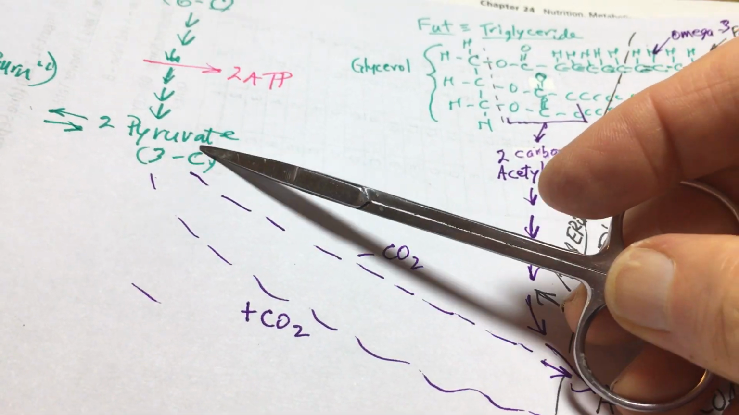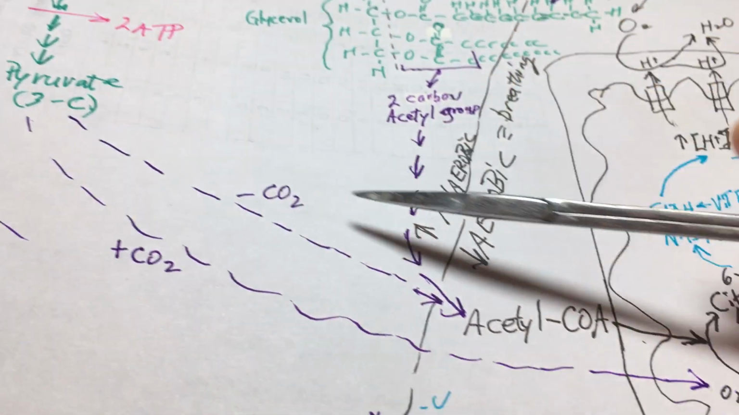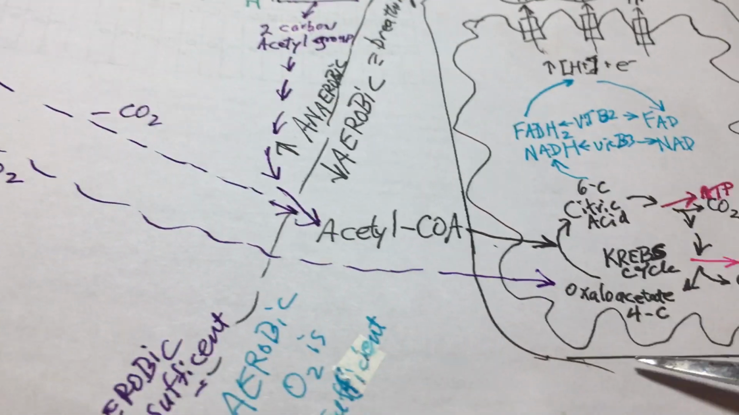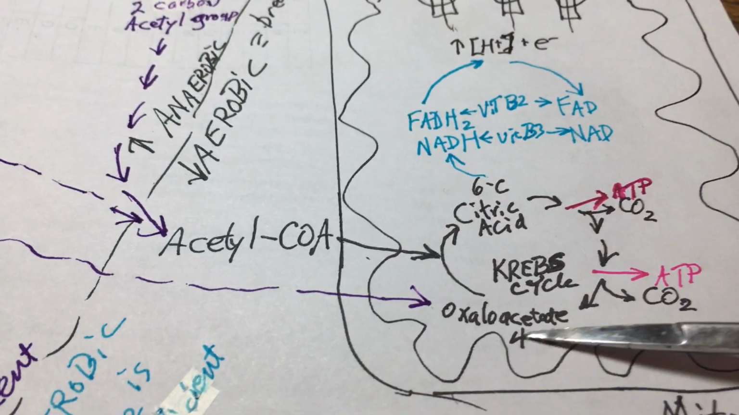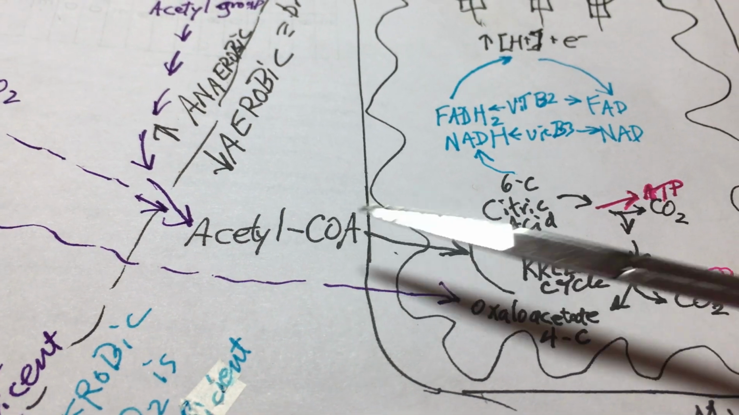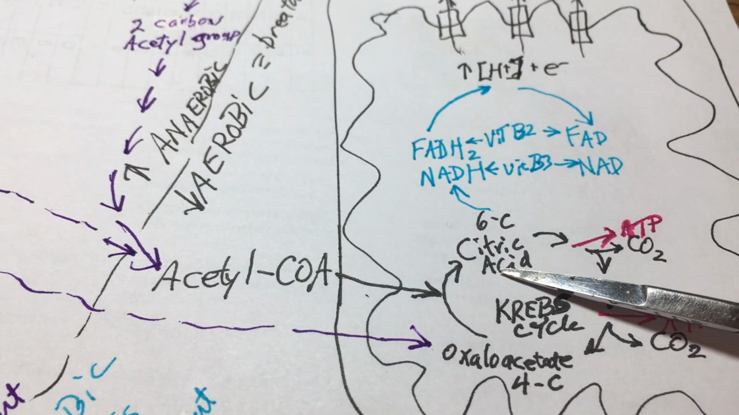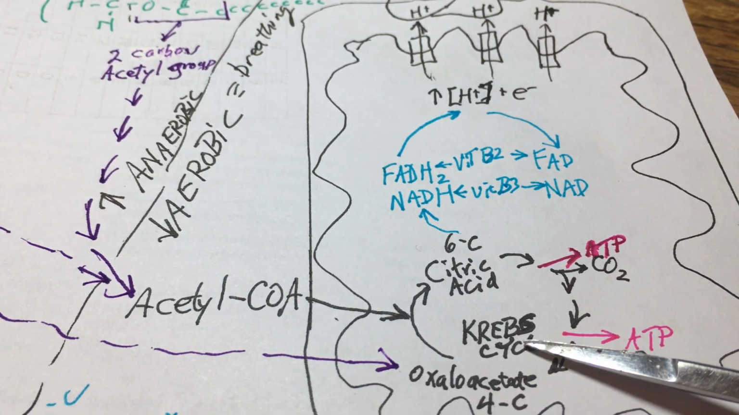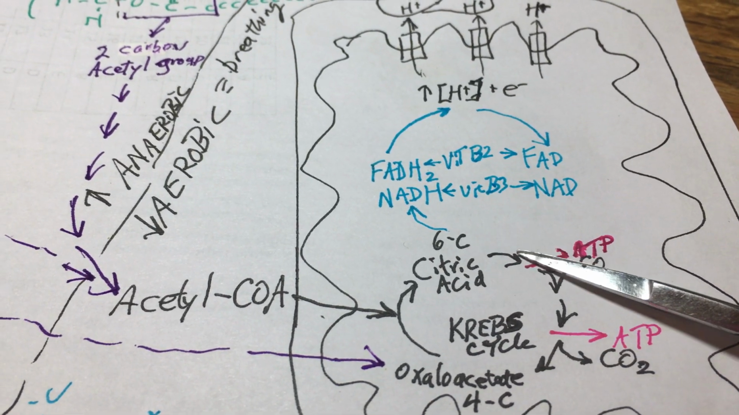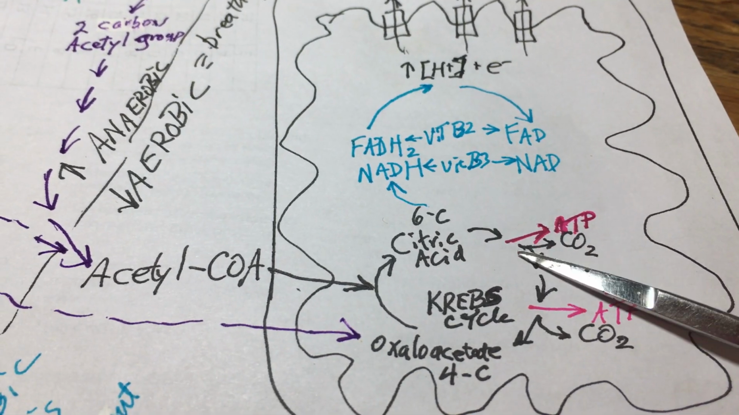Remember, this is a 3-carbon molecule. Take one away, you get acetyl. Add one, you get oxaloacetate. So oxaloacetate plus acetyl-CoA gives you citric acid, and that's the beginning of the Krebs cycle. The Krebs cycle then goes around in a circle a couple of times.